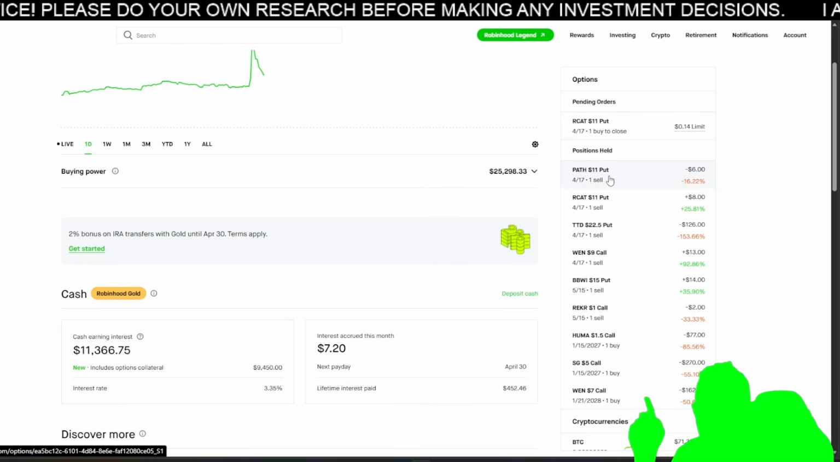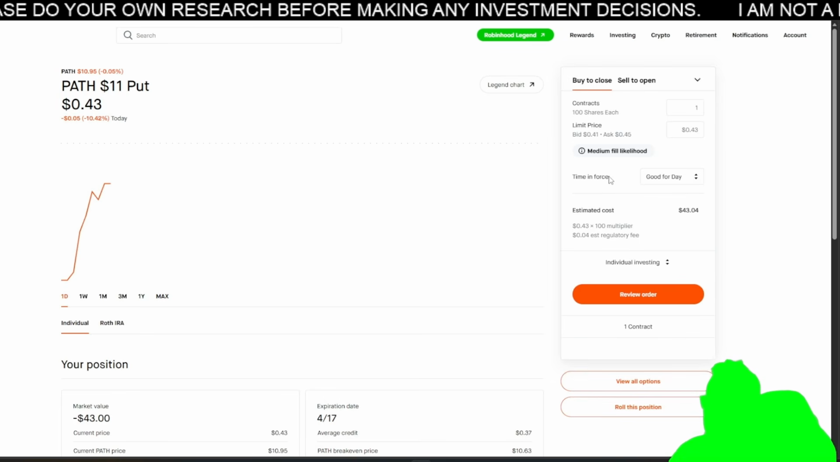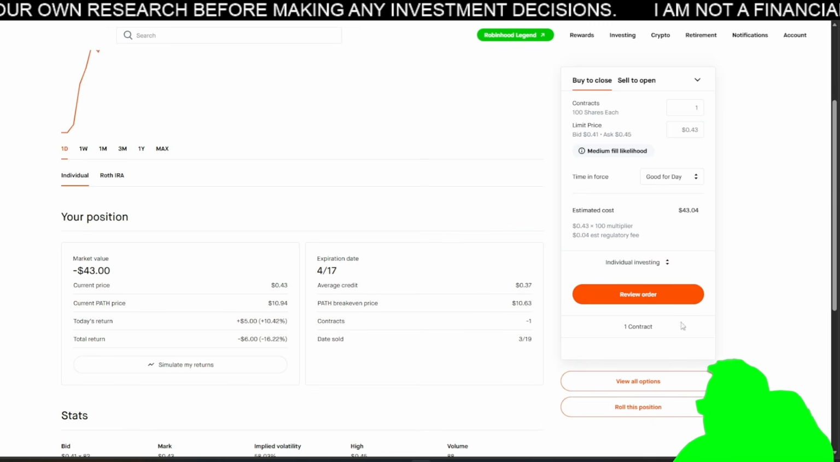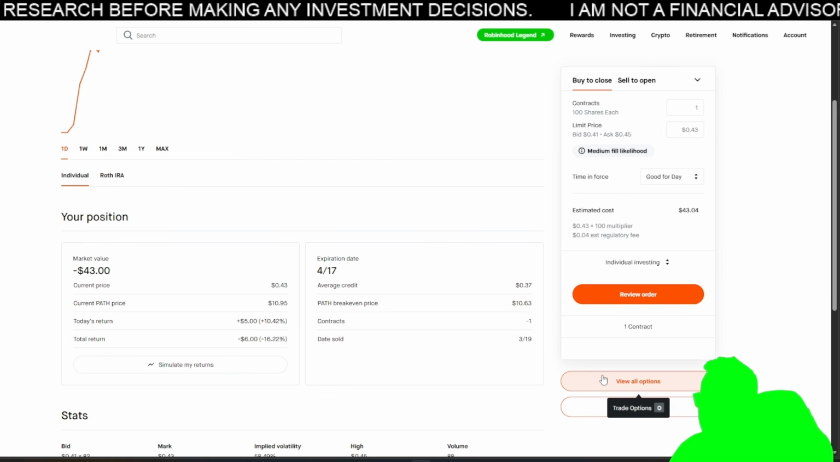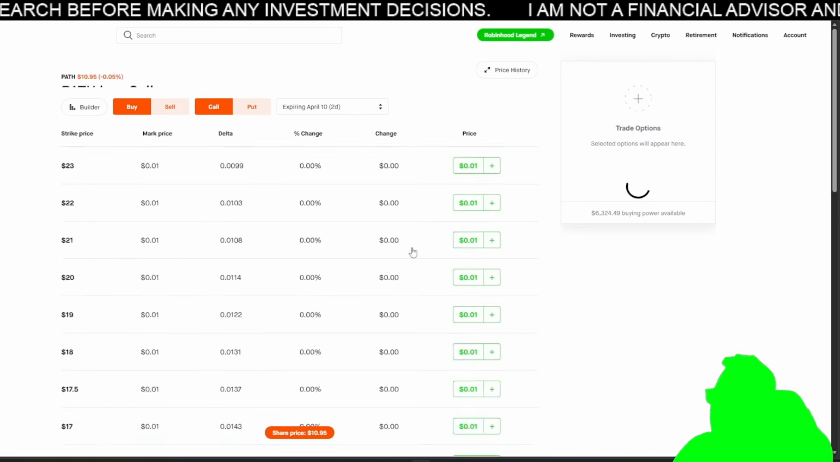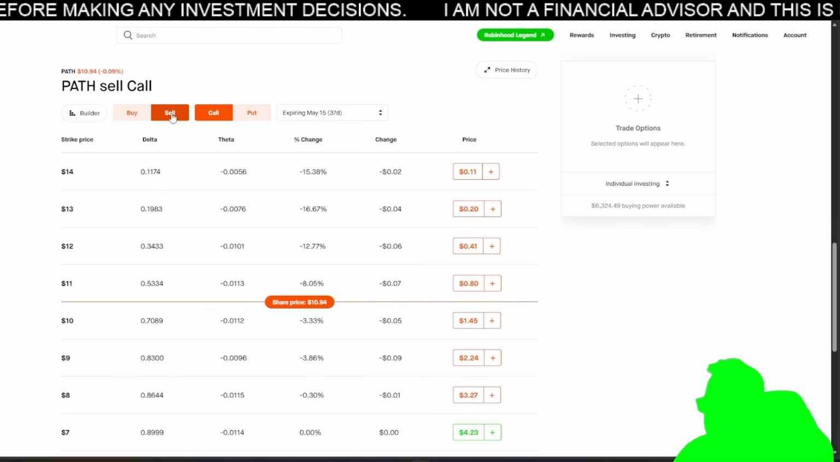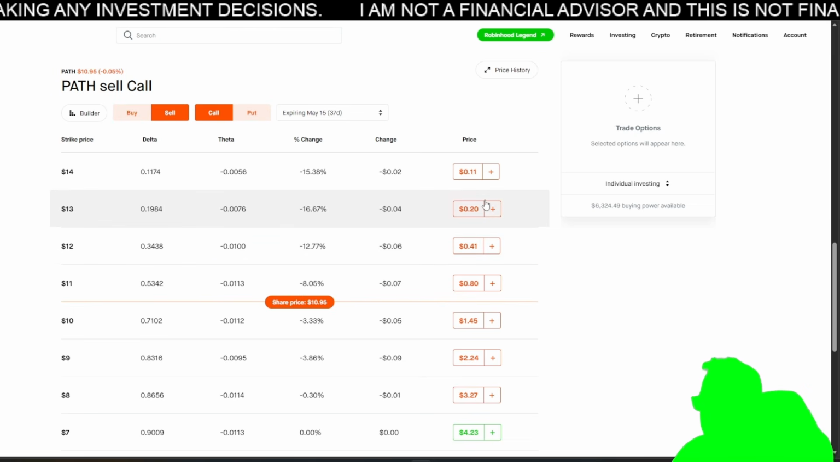UiPath, I don't mind owning at $11 here. This one I may also be assigned at in terms of a position here. It's at $10.95. I want to get in at $11 here. Now my break even is actually $10.63. And again, if I get assigned on this position, I would then just go to options, and I would go to the May 15th one here. I'm getting assigned at $11, so I could just sell a $12 one or a $13 one.